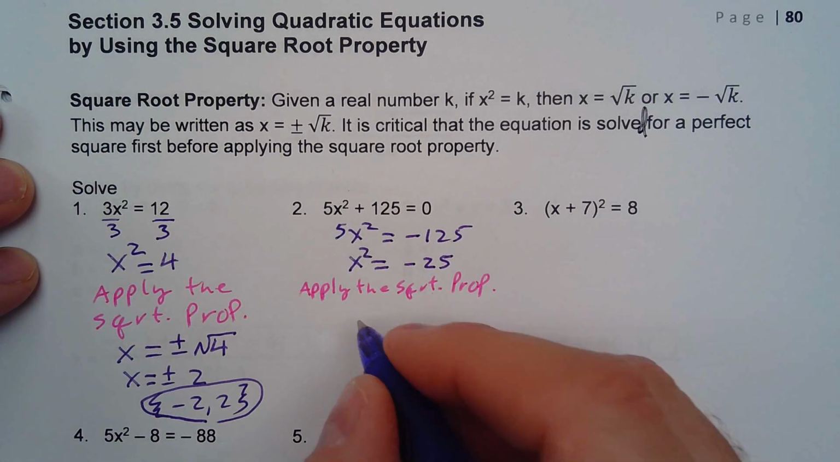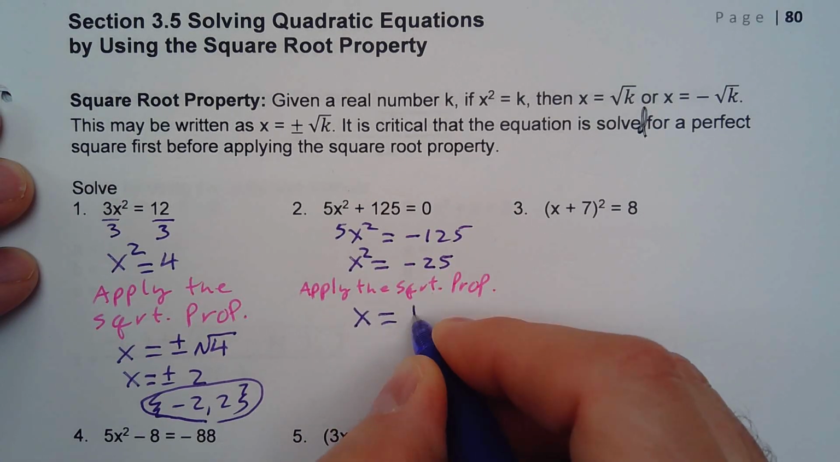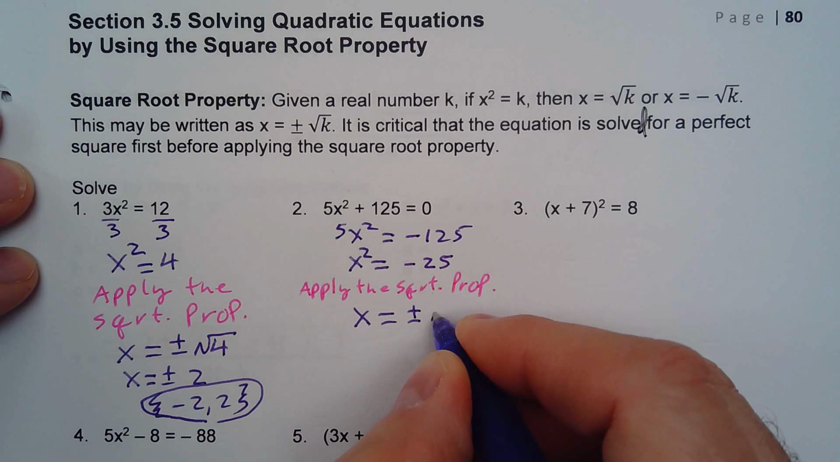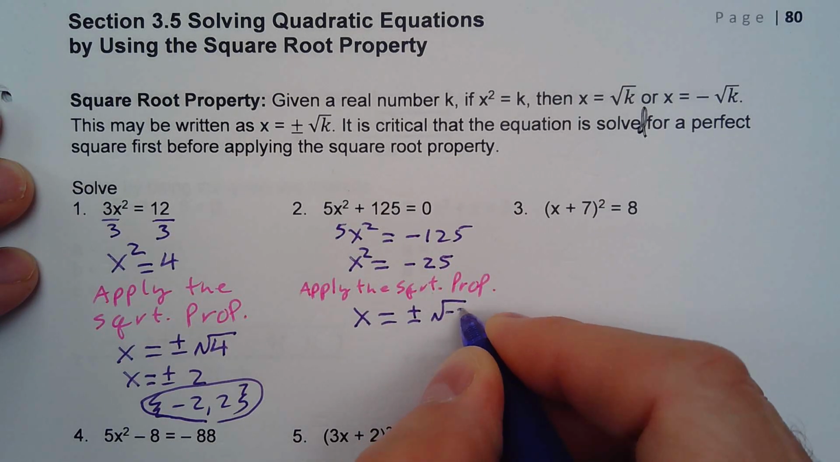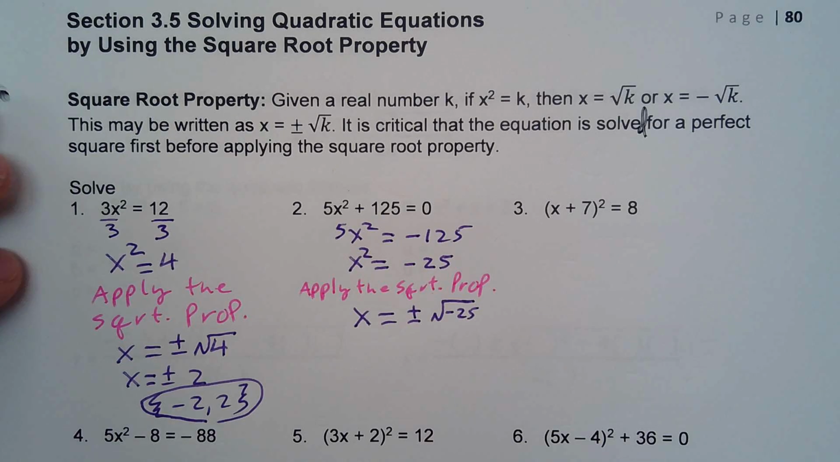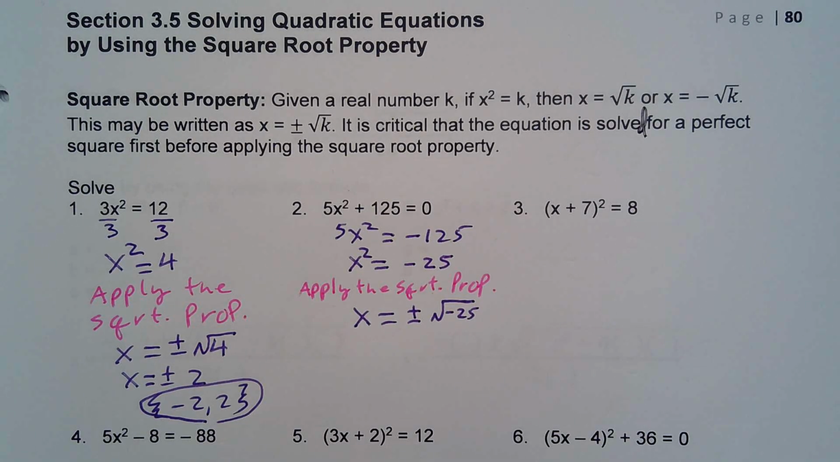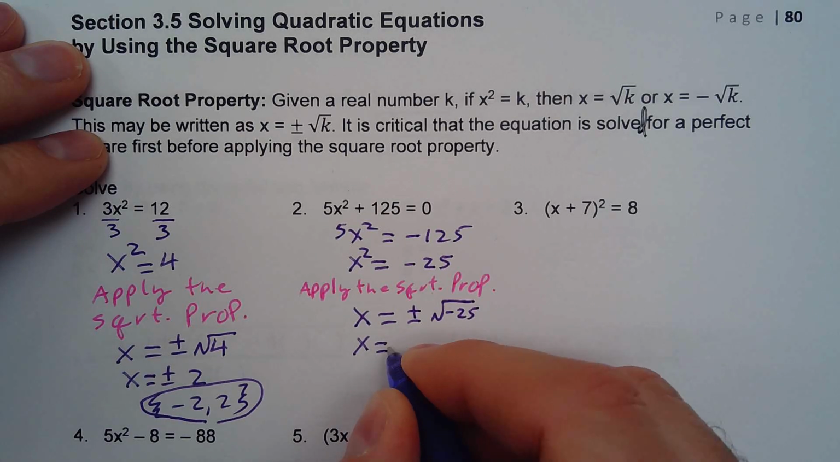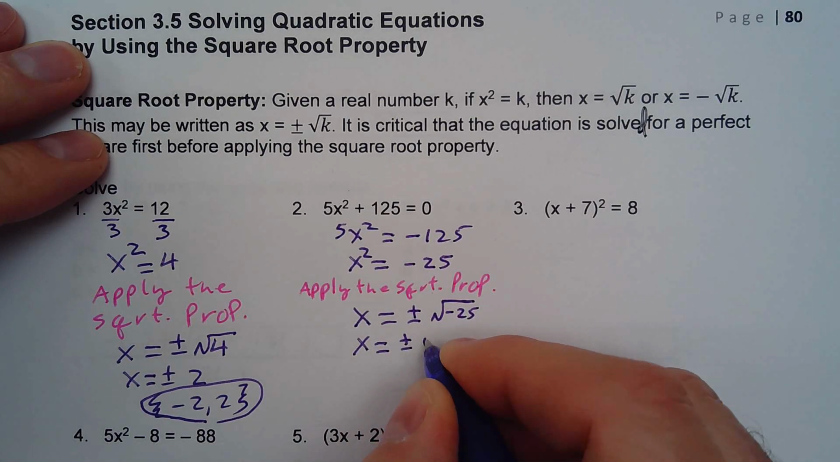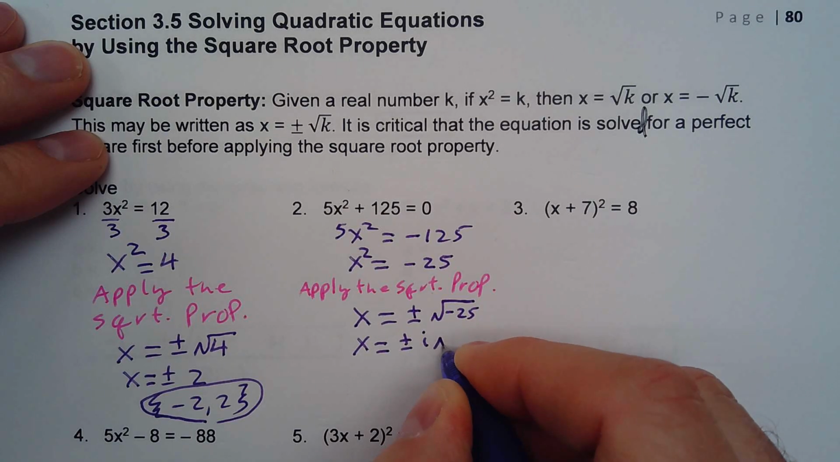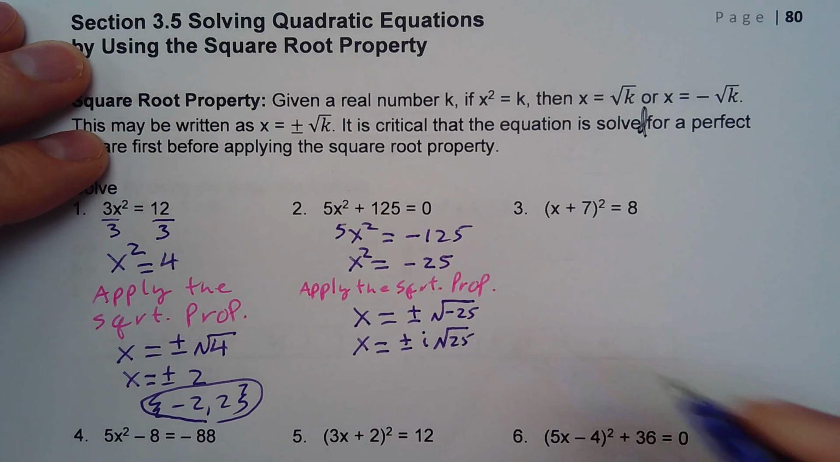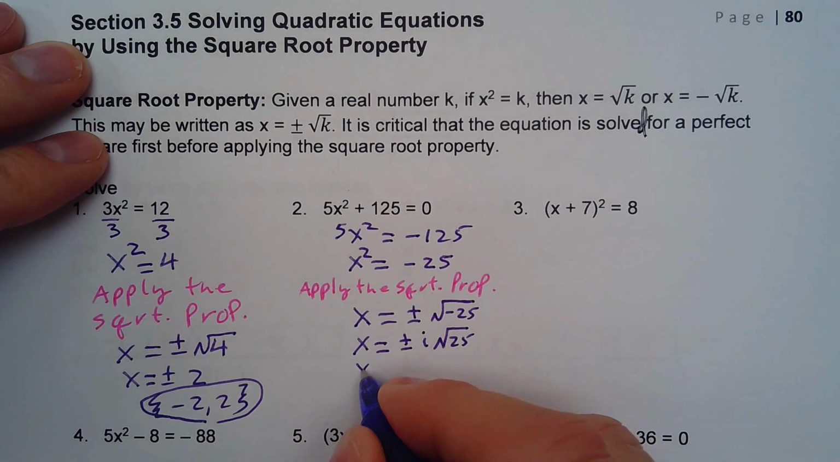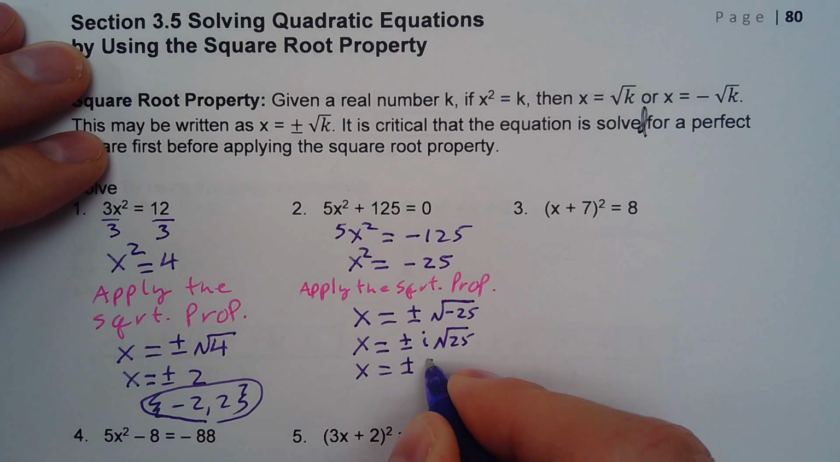So when we do that, that gives us x equals plus or minus the square root of negative 25. Remember, when we have a negative underneath the square root, I need to get the negative out of there, so we have to write this in terms of i. And of course, the square root of 25 is just 5. So my two answers here are going to be plus or minus 5i.